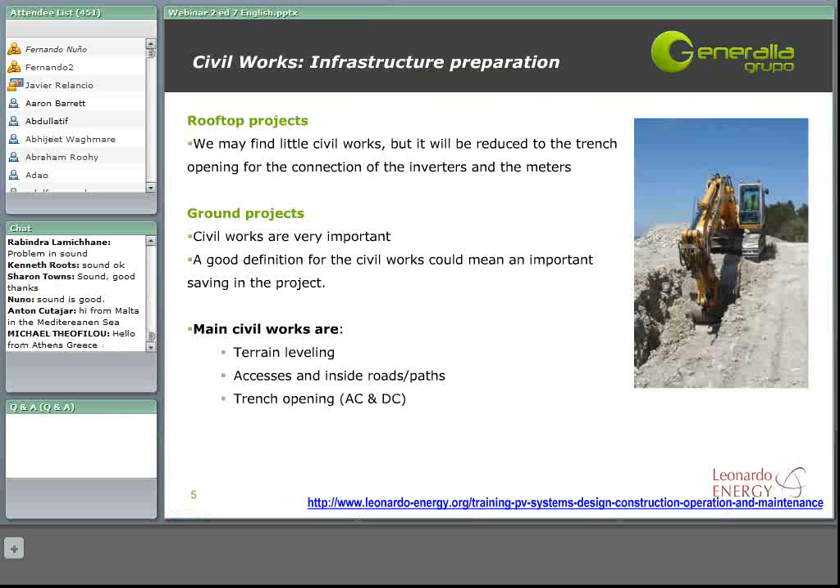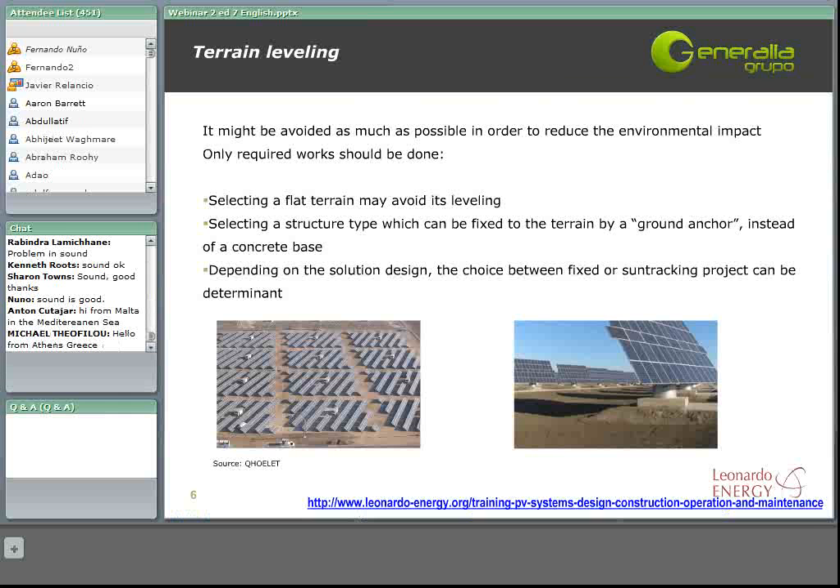For ground projects, the main civil works will be the terrain leveling, the accesses and inside paths, and then the trench opening for the cable installation. Let's study the three of them. We will start with the terrain leveling. A good design can help us to reduce these tasks, saving a lot of money. But only the required works should be done.